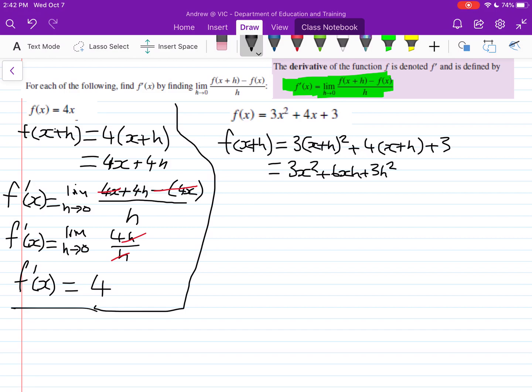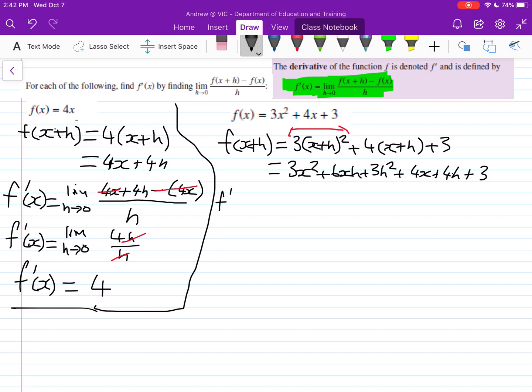So that's our first one, that's this one, just here, expanded. And then we've got plus 4x plus 4h plus 3. So we've got all that, and that's our f(x+h). So we do the exact same thing. We use the formula that's above, highlighted in green. Hopefully I'll have enough room for this.